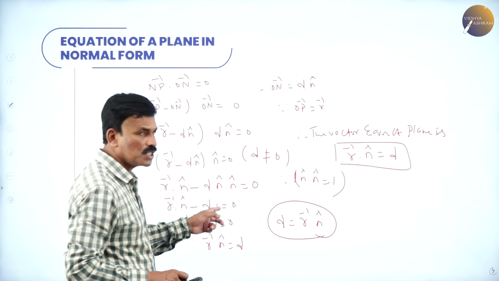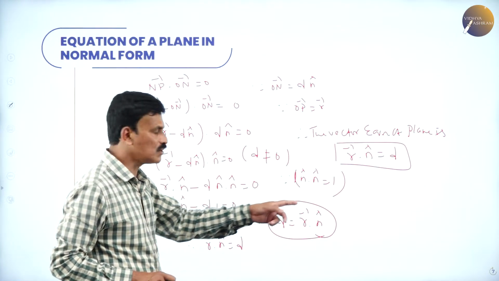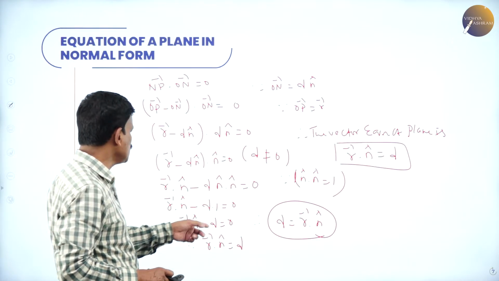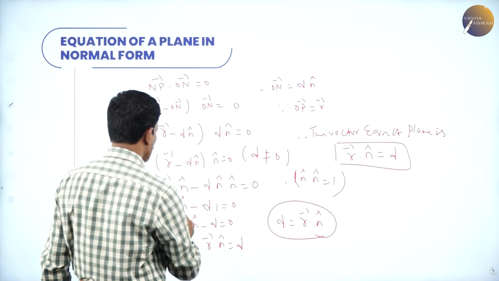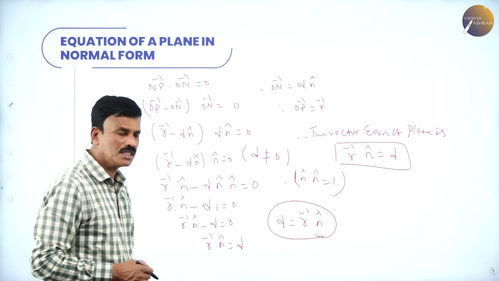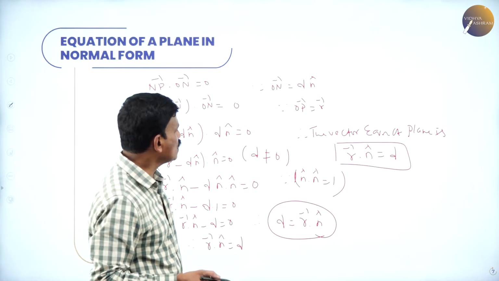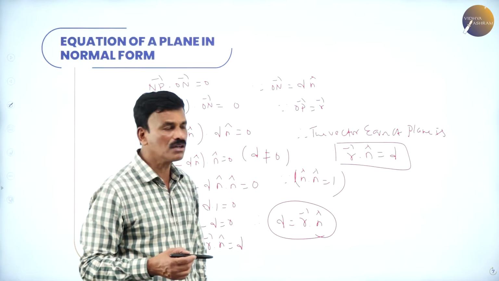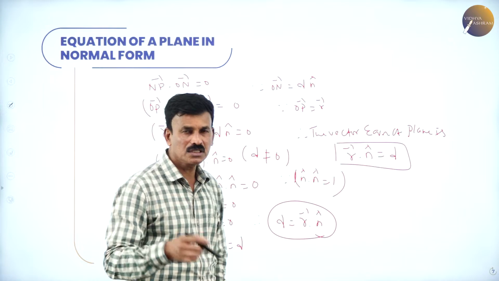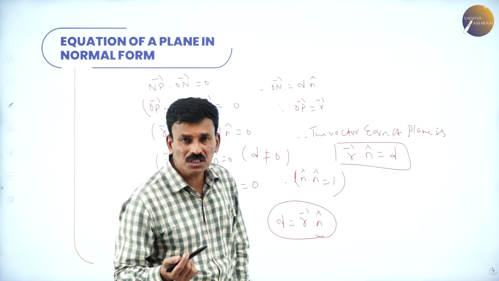Since N cap is a unit vector, N cap dot N cap is equal to 1. So this is 1. R dot N minus D into 1 is D. Therefore R dot N minus D is equal to 0, or R dot N cap is equal to D. Hence the vector equation of the plane in the normal form is vector R dot N cap is equal to D. Now let us come to the Cartesian form.